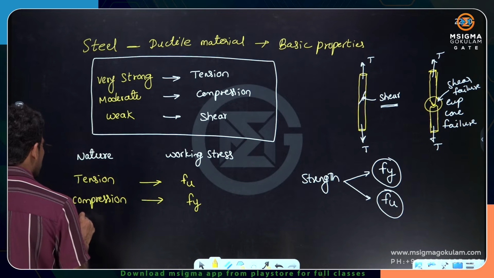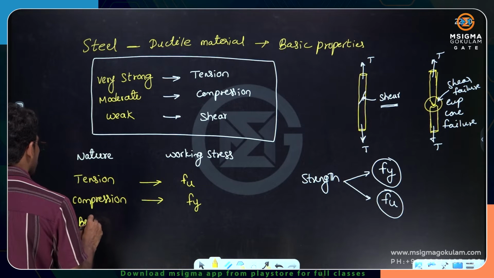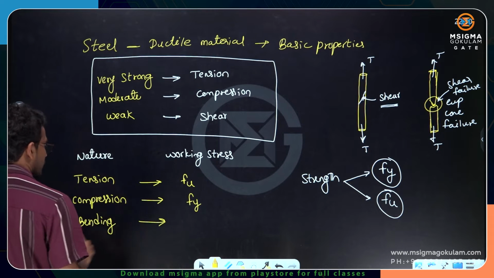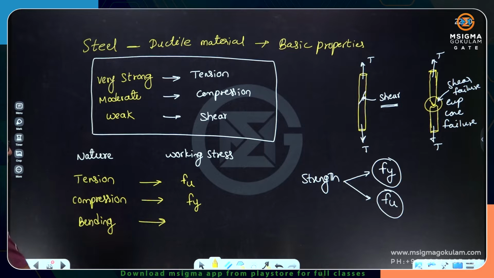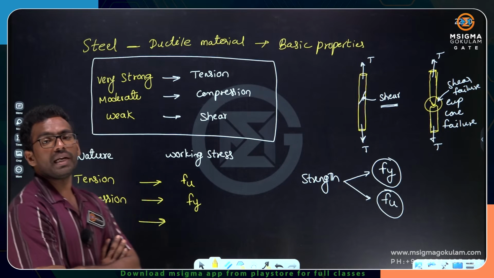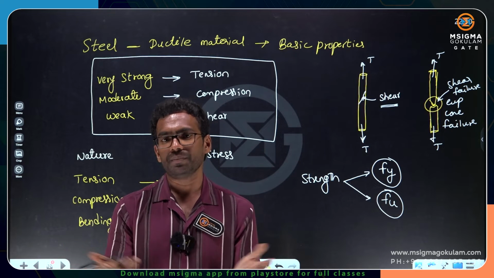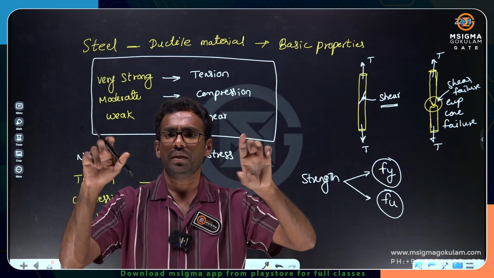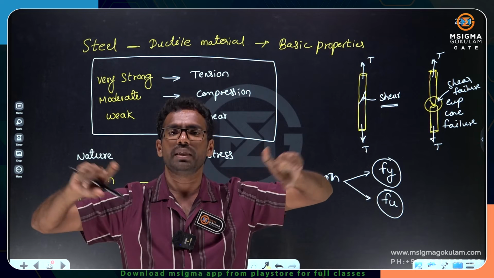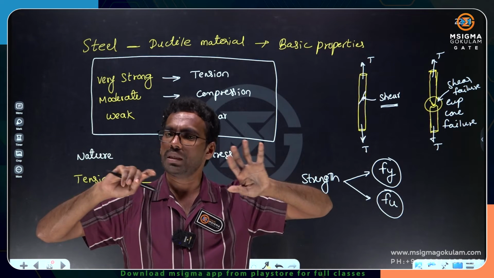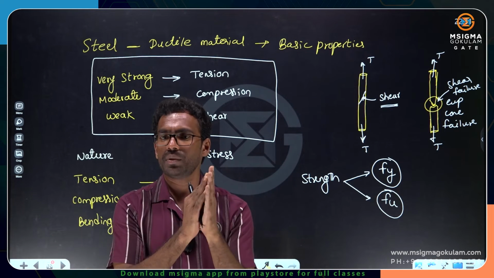The moment I talk about bending, what is the stress I should take? That is what you have to think and tell. When there is bending, a good example is a beam. When there is a beam and you apply a load, it is going to bend, right? Yes, because supports are there at the ends, and there is no support at an intermediate location.